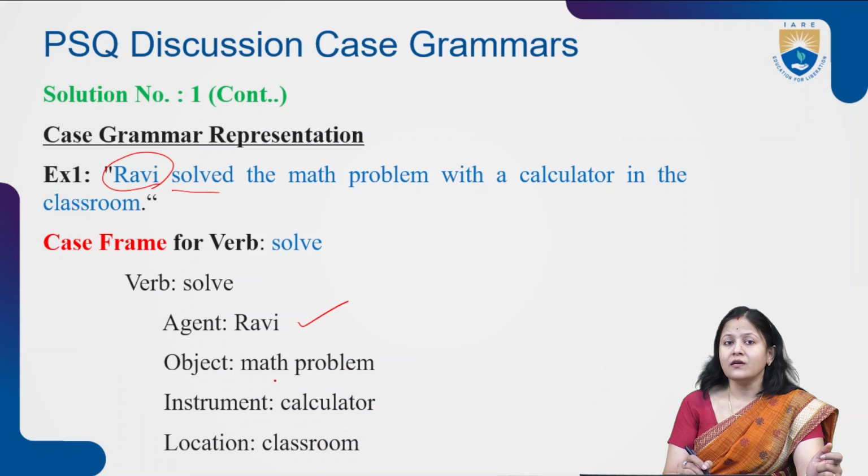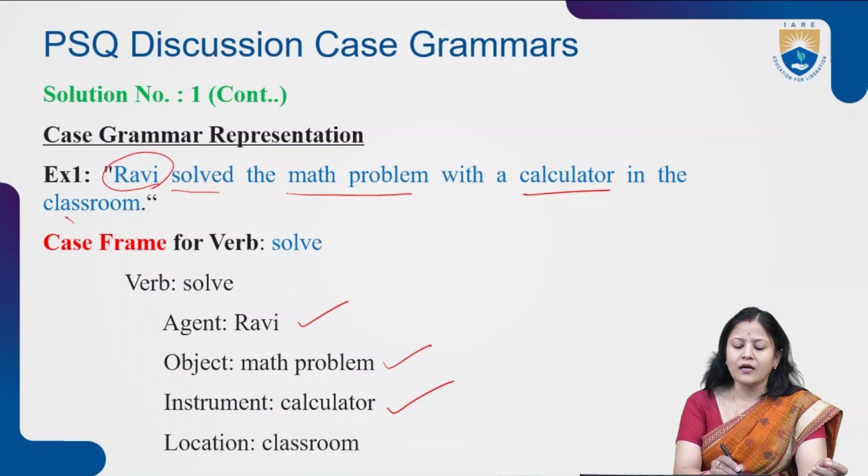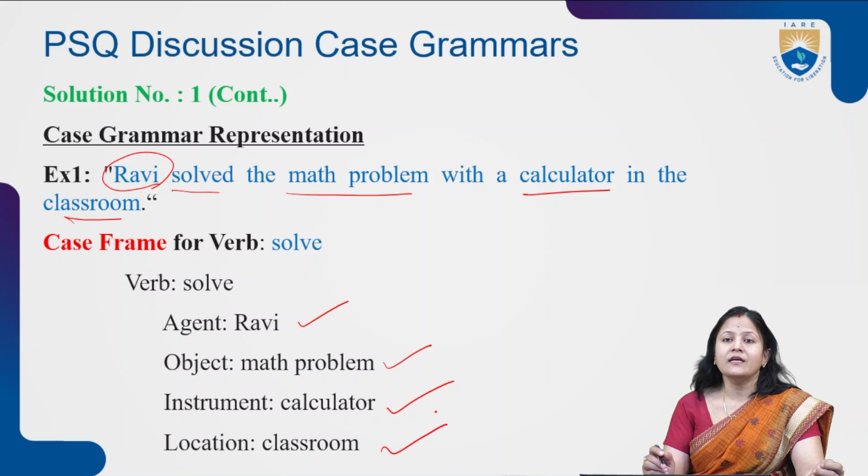Then what is Ravi solving? Ravi is solving a math problem. So here the main object is the math problem, so math problem is considered as the object case. Then Ravi is using what for solving the math problem? Ravi is using one instrument which is called the calculator. So calculator is considered as the instrument case. And where was Ravi solving the math problem using the calculator? In the classroom. So classroom is considered as the location case.